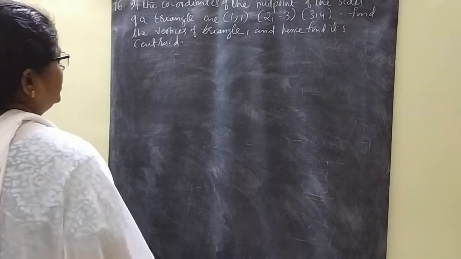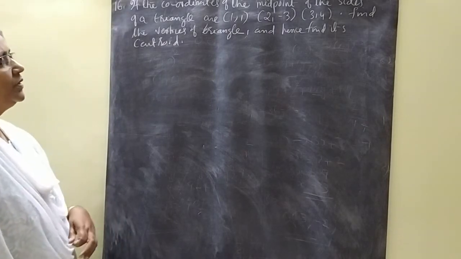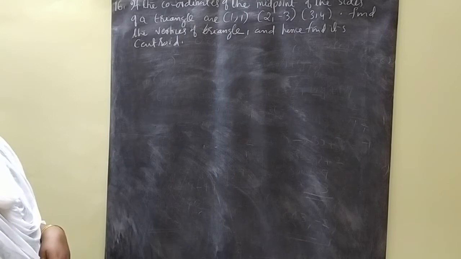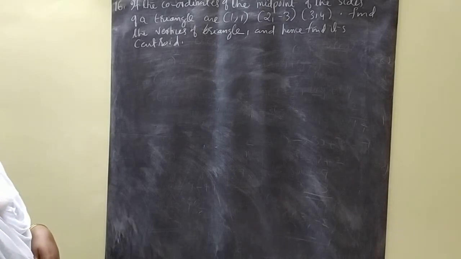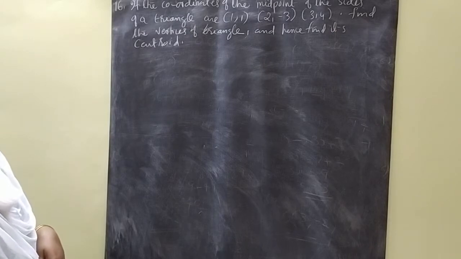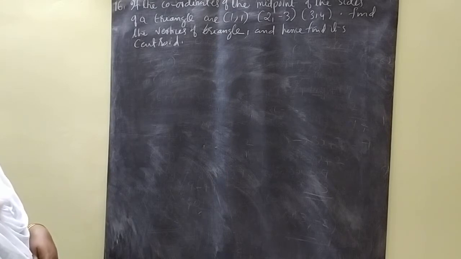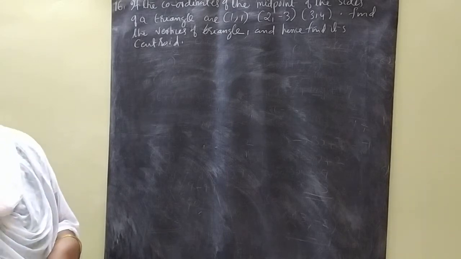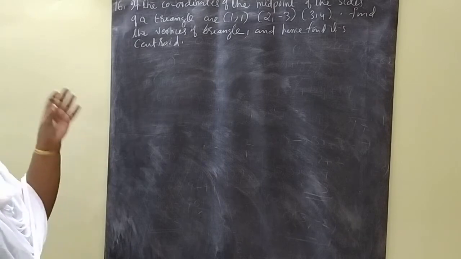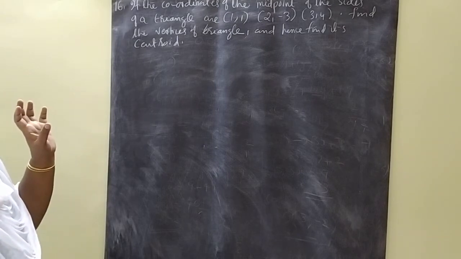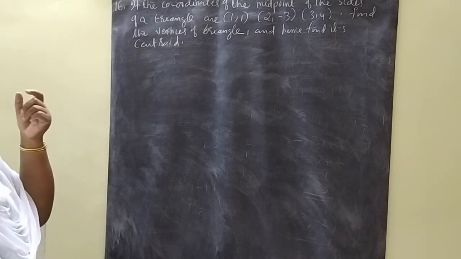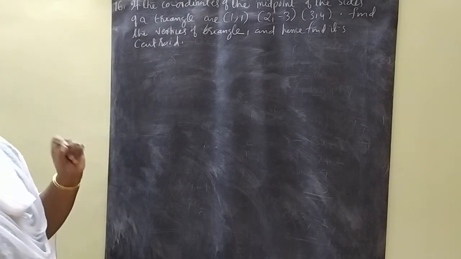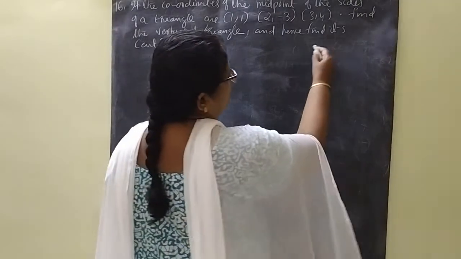So next one, if the coordinates of the midpoints of the sides of a triangle are (1, 1), (2, -3), (3, 4). Find the vertices of the triangle and hence find its centroid. So just to read what is given: midpoints of the sides of a triangle are given.